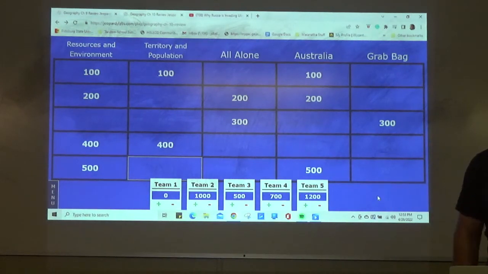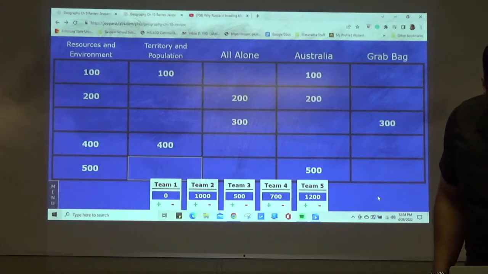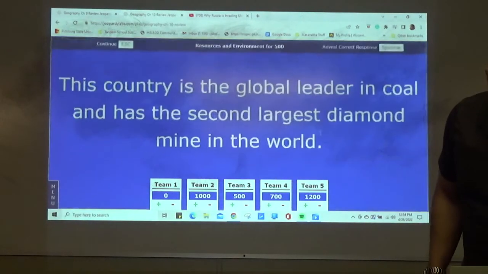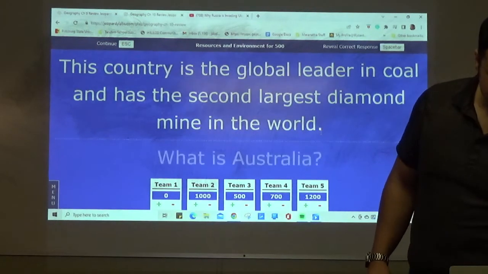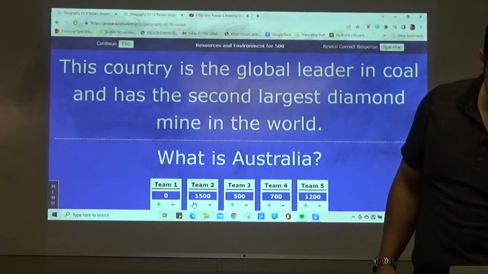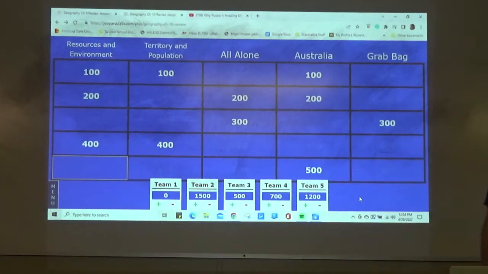Alright, team 5. Resources and environment 500. The answer is always oil. This country is the global leader in coal and has the second largest diamond mine in the world. Team 2. Australia? Yes, it is! Australia, very good. Alrighty, team 2, your go.